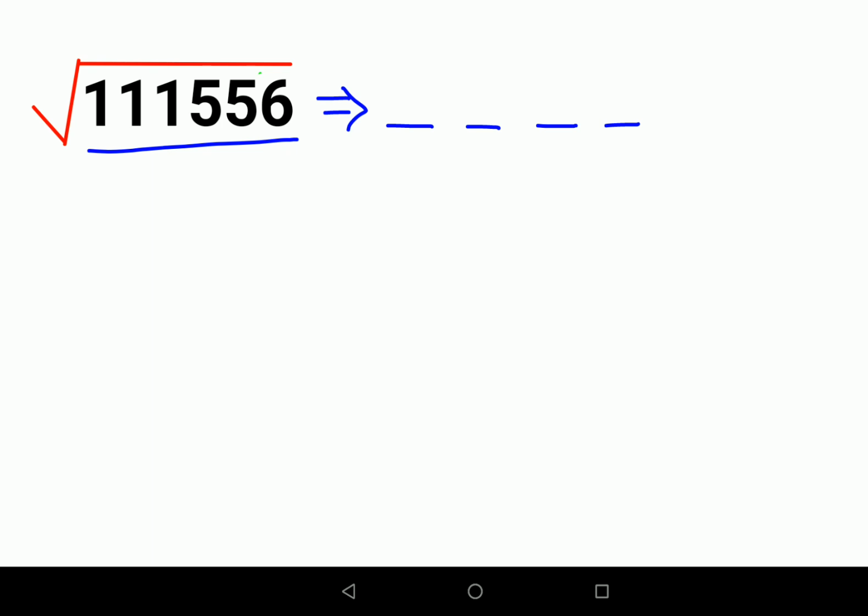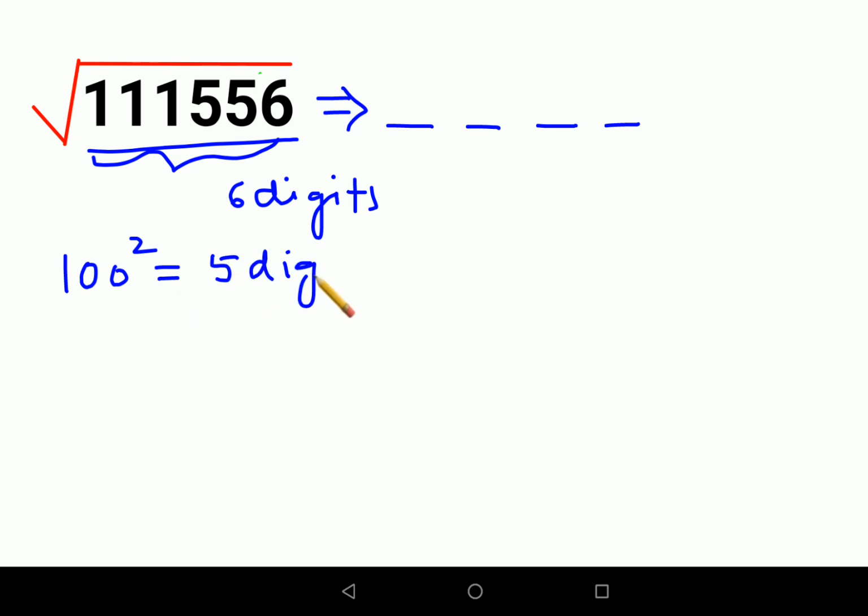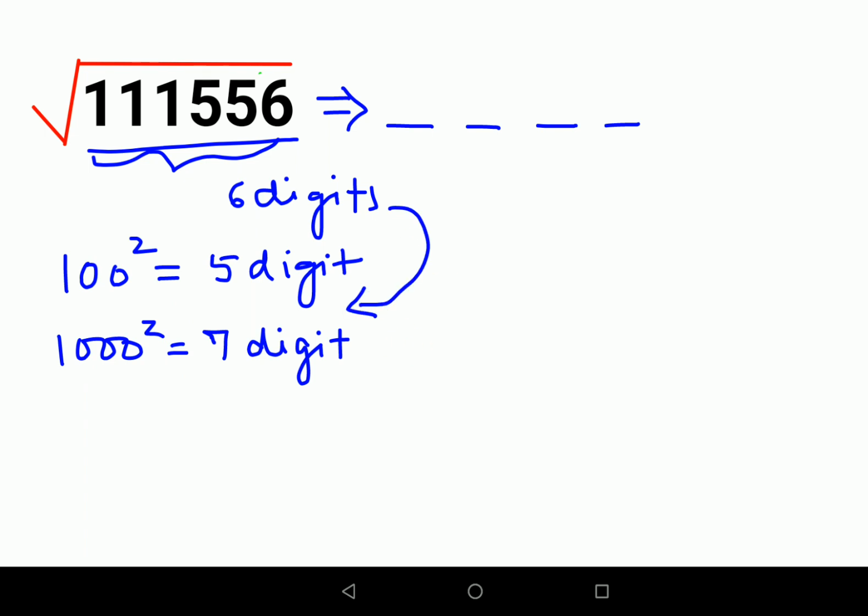Okay, now the first thing is we need to see how many digits this is. You will count and you will realize this is 6 digits. So we need to check whether the answer has 2 digits, 3 digits or 4 digits. Let's do 100 square. 100 square is nothing but 1 and 4 zeros, so total it has 5 digits. And 1000 square is basically how many? 7 digits. Why? Because 6 zeros and 1, so it gives you 7 digits. So now, 6 digits is lying between 100 and 1000, meaning this answer has just 3 digits in it.